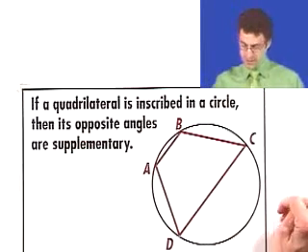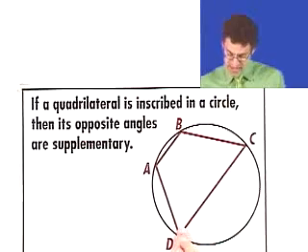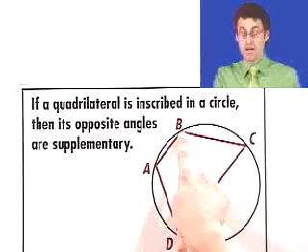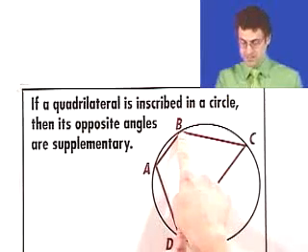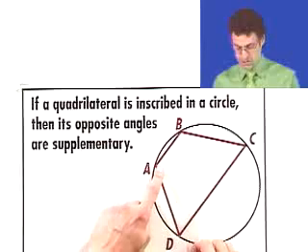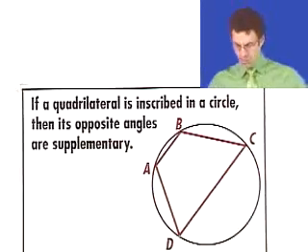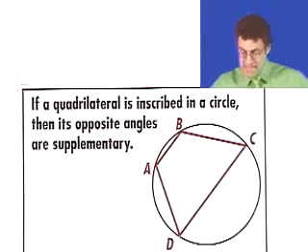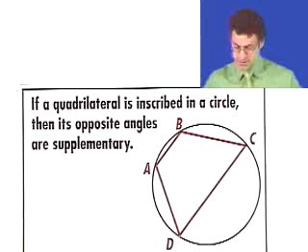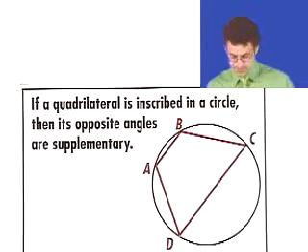are supplementary. That means that the measure of this angle plus the measure of the opposite one must equal 180 degrees. And similarly, the measure of this angle plus the measure of that angle must equal 180 degrees. Why in the world should that be true when you draw in any quadrilateral at all inscribed in a circle? Well, we already know the answer.